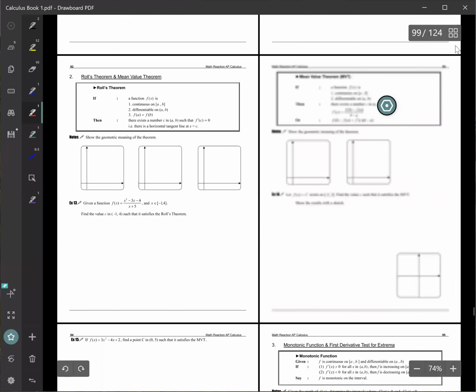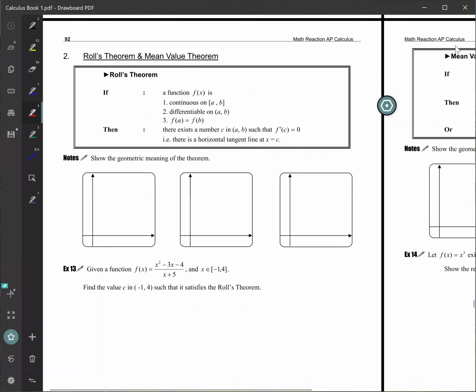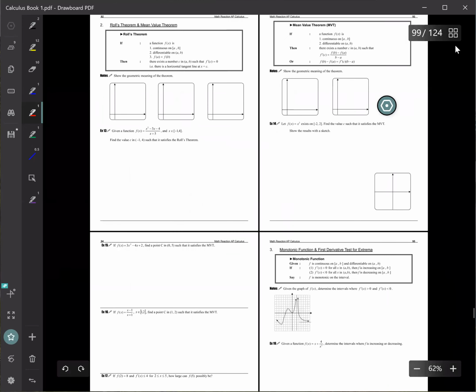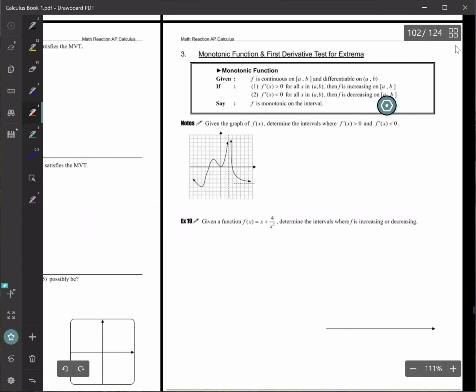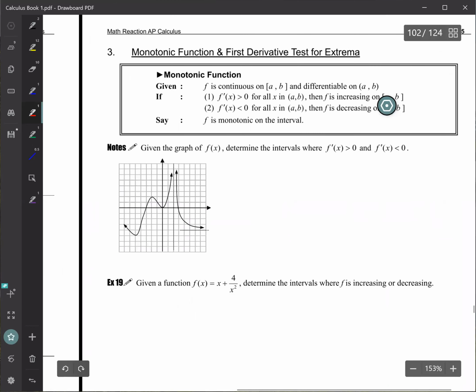And then second part is Rolle's theorem and mean value theorem. So we'll go over that as well. And then number 3 is monotonic function and first derivative test. Monotonic, mono means one, right? So a function that goes in one way. And then we can use derivative to help us check, testing for max and min, to make sure it's highest or minimum.